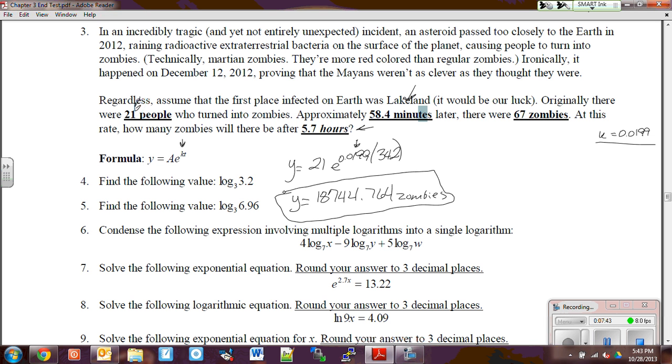After you find k, it's pretty simple. It's just plug and chug, as I like to call it. You just plug in all your values and chug along till you get the answer. All right, moving right along.